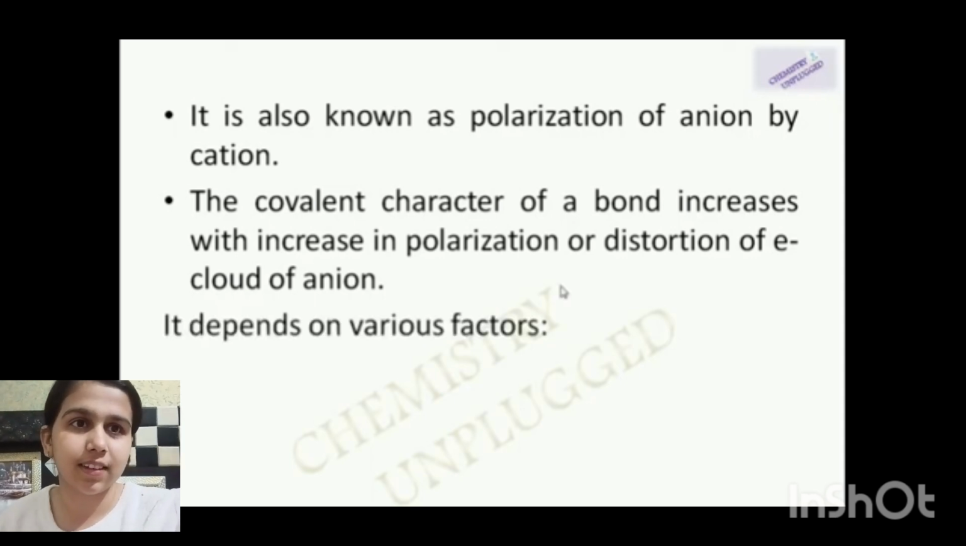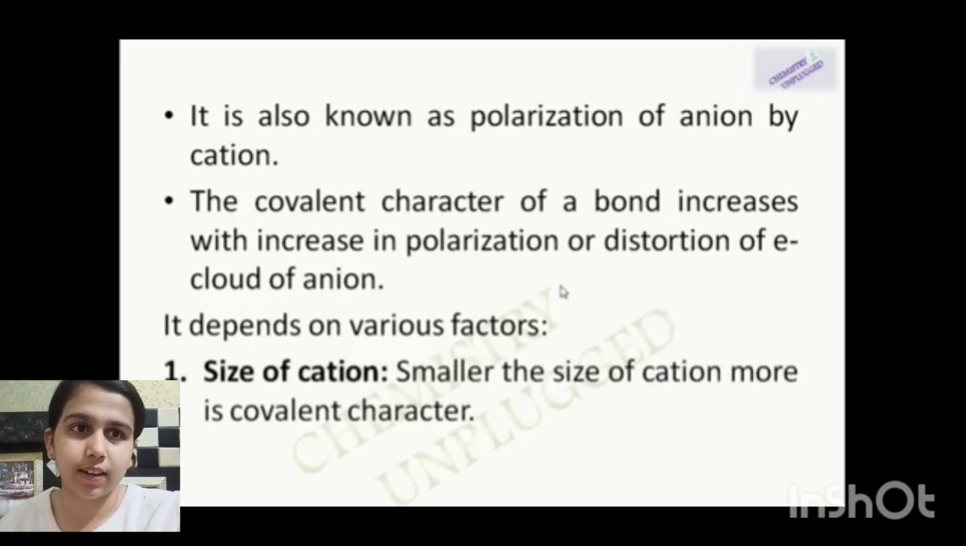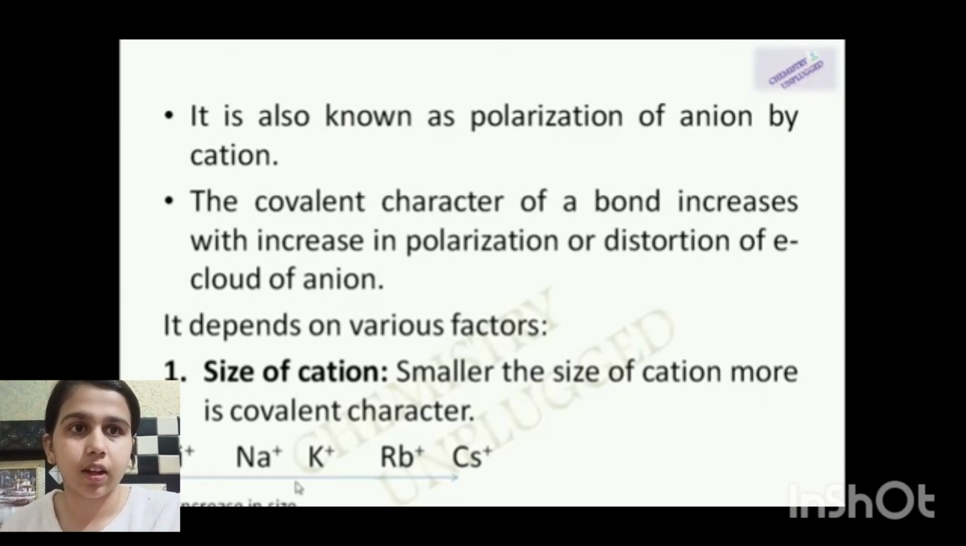This distortion or the development of polarization depends on various factors. First is size of cation. Smaller the size of cation, more is covalent character, because the small size of cation makes it highly polarizing and more effective in distorting electron cloud of anion. So, if there is decrease in the size of cation, there will be increase in covalent character. For example, in alkali family, lithium ion has smallest size and cesium has maximum size. So there is increase in the size of cation down the group. The size is smallest for lithium, so the covalent character will be highest for lithium, and there is decrease in the covalent character when we go down in the group.